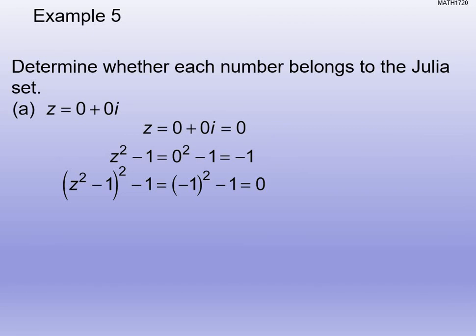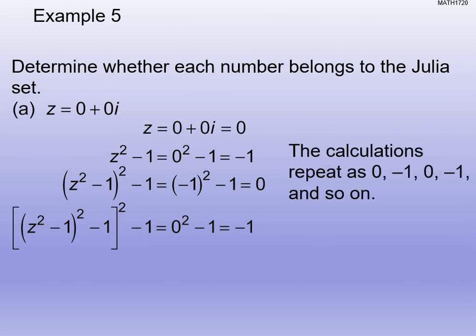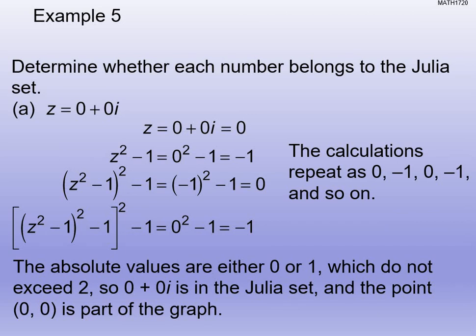So we're looking at that output right there to see if it gets outside of 2. You can see we just keep substituting in. If we look at this, we know the calculations are going to continue to repeat as 0, -1, 0, -1. They're going to be repetitious. Since they're 0 and -1, they do not exceed 2, so it is part of the graph and it is in the Julia set, because the numbers did not get larger than 2 in this calculation.